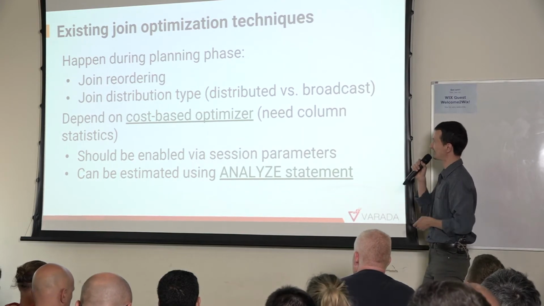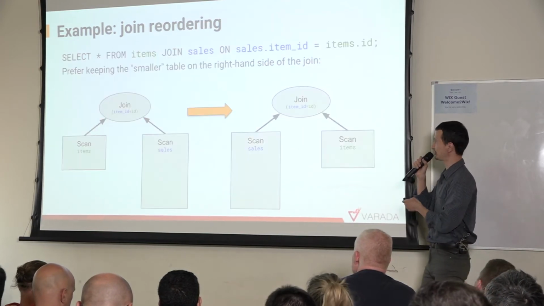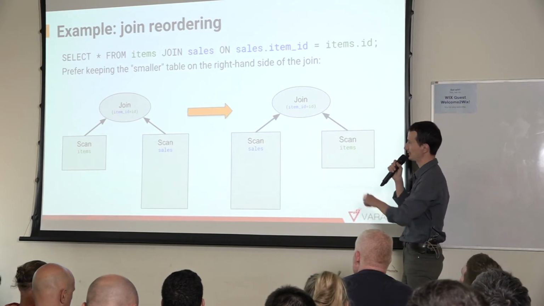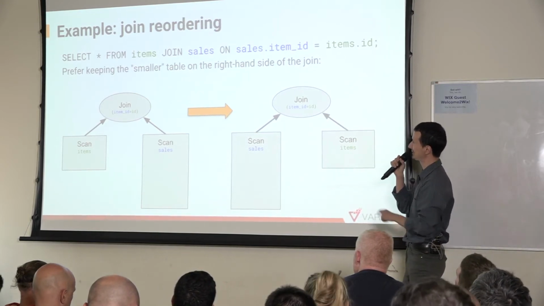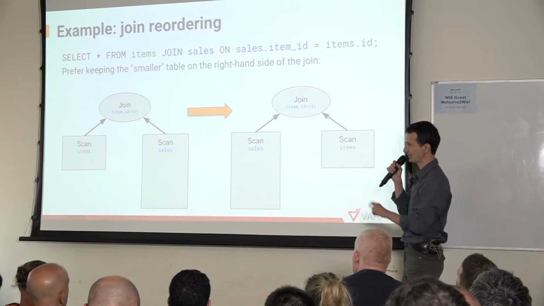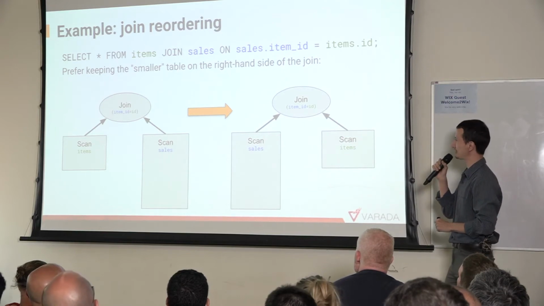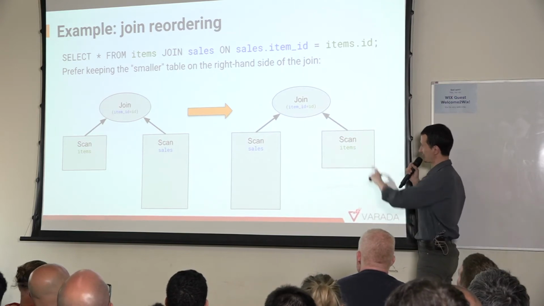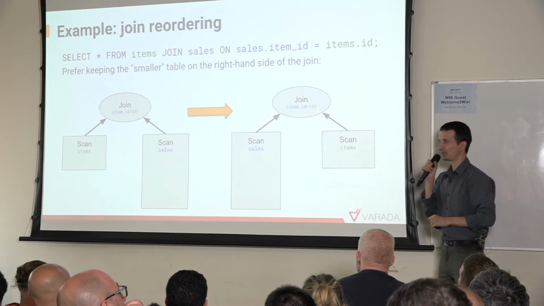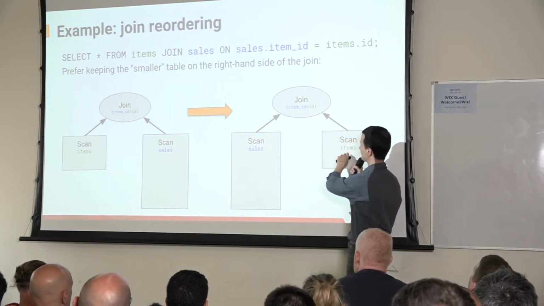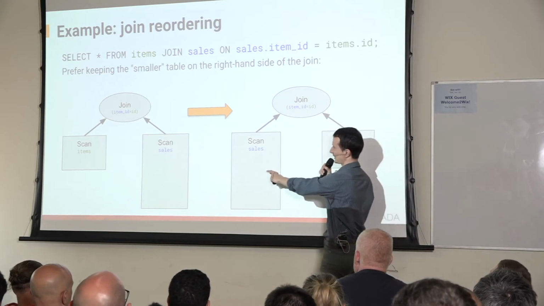So let's start with the first optimization, the join reordering. Consider the following query where we're doing a join between a large table, the sales table, and the small table, which is the item table. You should remember that Presto reads the right-hand side table into memory before doing the join. So we would prefer to have the smaller table on the right-hand side and the larger table on the left-hand side.